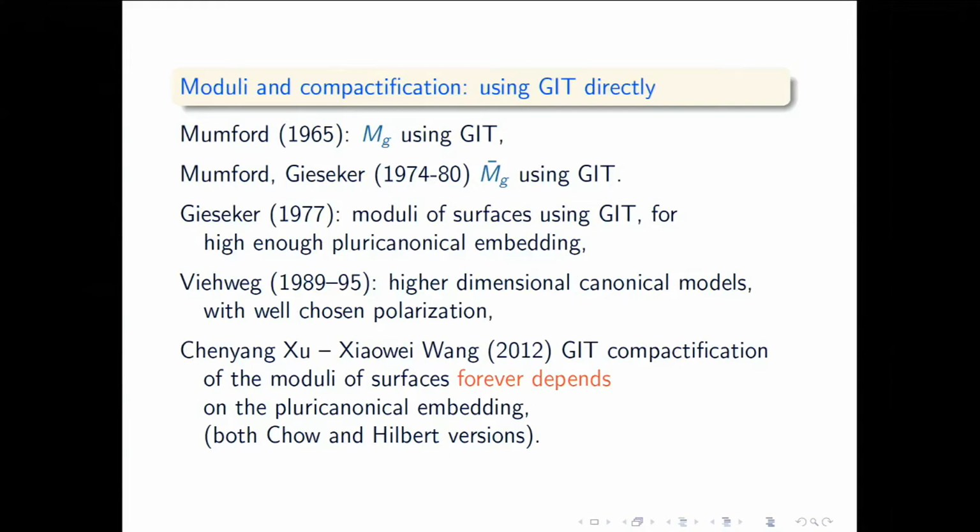Now, to be completely fair, I think that their work leaves open the possibility that relatively small choices of the polarizing line bundle actually lead to the same compactification, but it's not known. So at least at the moment, it is not clear. That means we have to look for some different way of trying to compactify the moduli of surfaces, and then the moduli of higher dimensional canonical models.